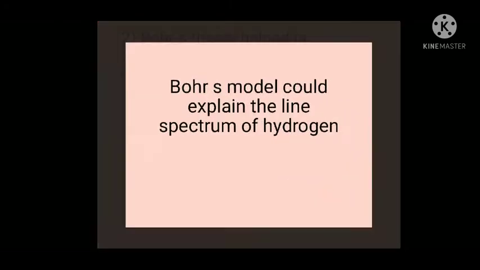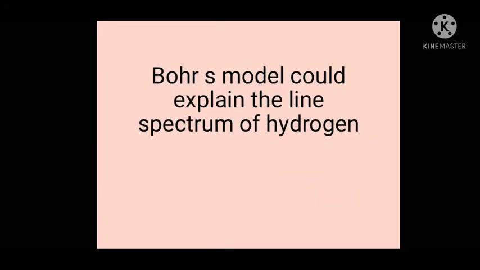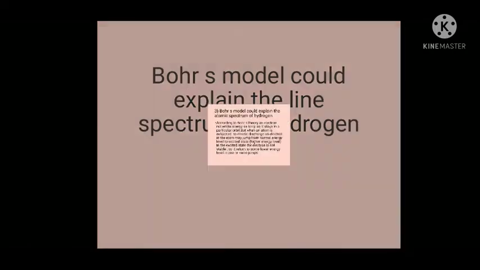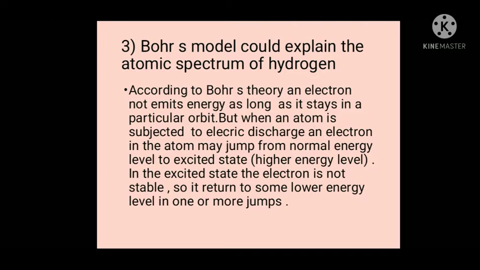Now, the third one is that he could explain the line spectrum of hydrogen. Using Bohr's atomic model, he was able to explain how lines are produced in the spectrum of hydrogen when we are passing electric current through the hydrogen gas at low pressures. According to Bohr theory, we know that the electron is not emitting energy as long as it is present in a particular orbit, isn't it? But when the hydrogen gas taken in a discharge tube is subjected to electric discharge, the electron absorbs that energy and jumps into a higher energy level, that is known as the excited state.